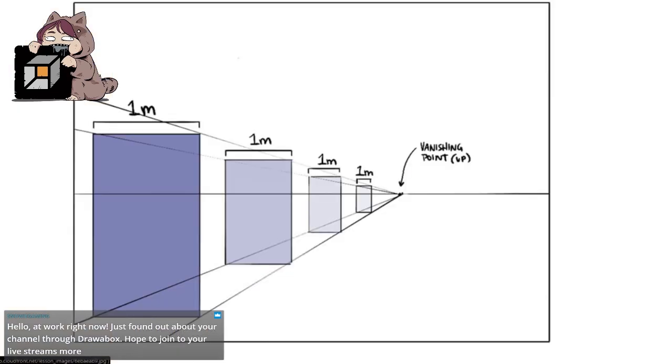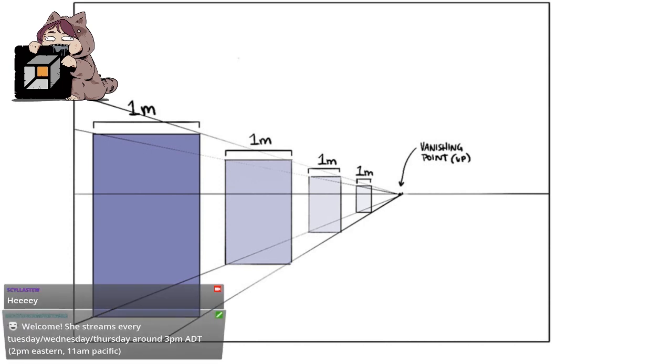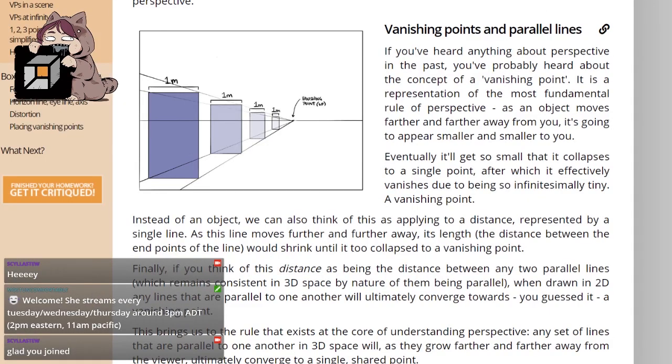There we go. So we got this picture. So this is a box shape and it's 1 meter. And you can see how over a distance it shrinks into the vanishing point. So that's what he was talking about. Okay, next part.